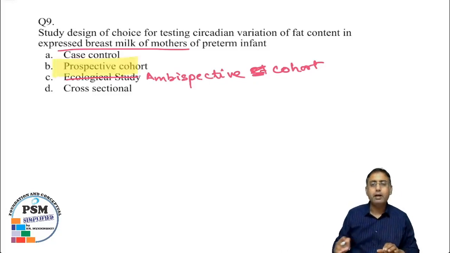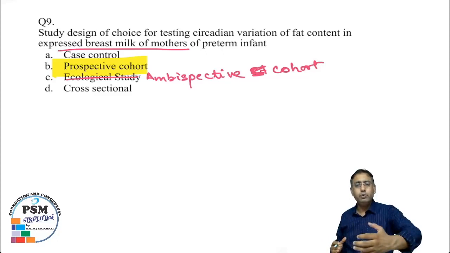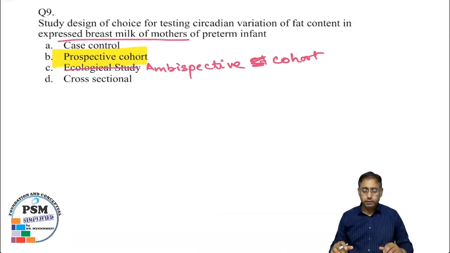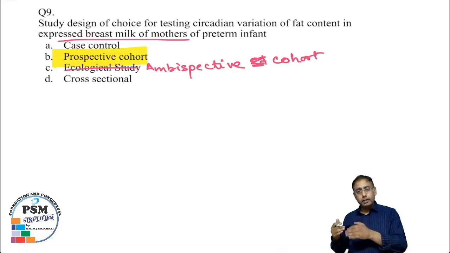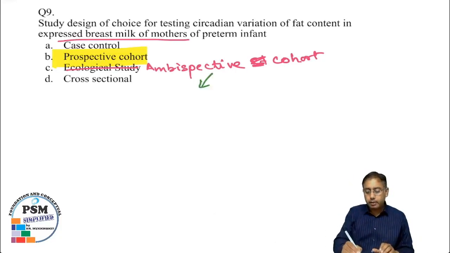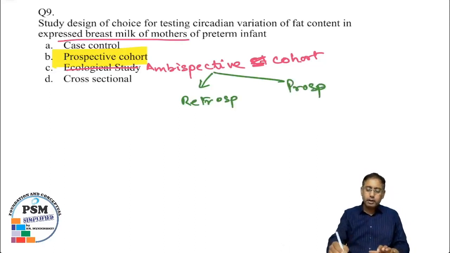I don't think we need to bang our head on it. It's a simple answer. It's a group of females taken and we do a follow-up. It's a simple prospective cohort. Just to confuse you, they had given the option of ambispective cohorts. What are ambispective cohorts? It means retrospective and prospective, both elements are there. So there is an element of retrospective and there is an element of prospective. So that's why I would not like to choose ambispective. I'd not like to choose case controls or cross sections.